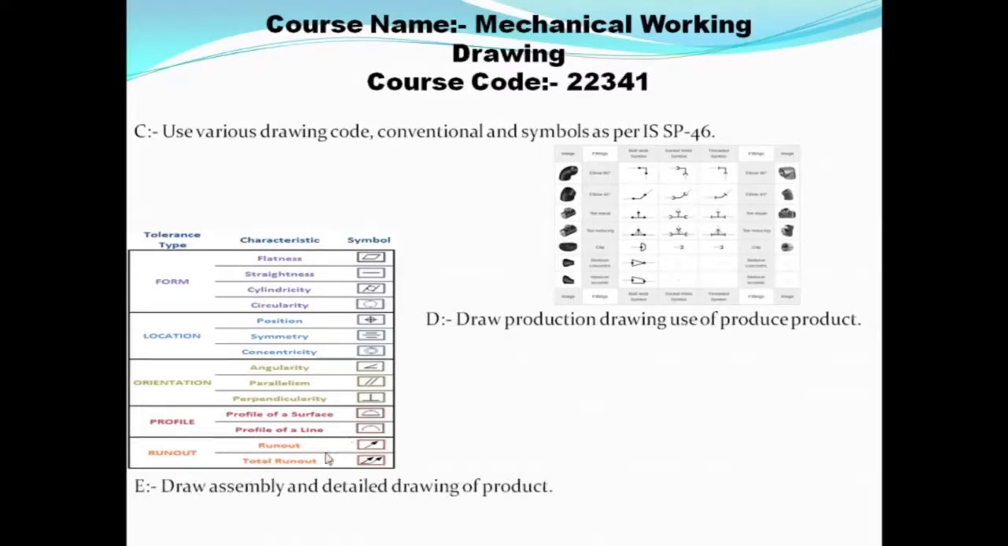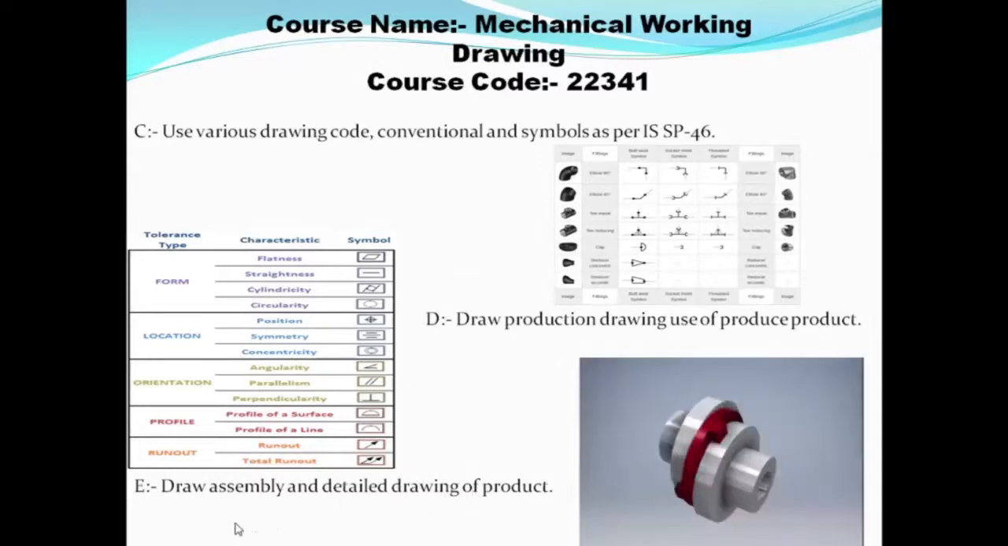Next is to draw the assembly and details of a product. From this course outcome, we can draw the detailed drawing of the assembled components. This is one assembly. In that assembly, different components are required. We draw these components, and after drawing them we can draw one assembly from those components. Again, we can learn how to assemble or disassemble this part easily by drawing this product.